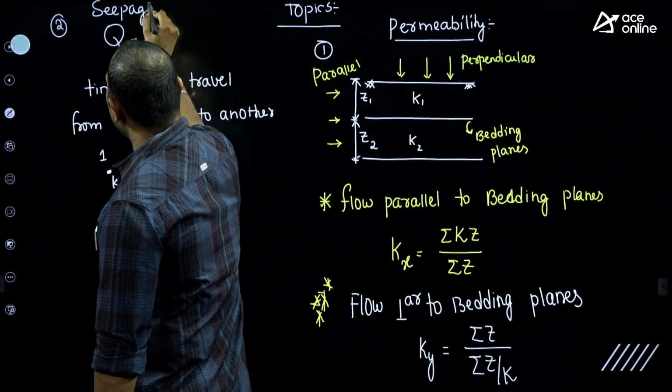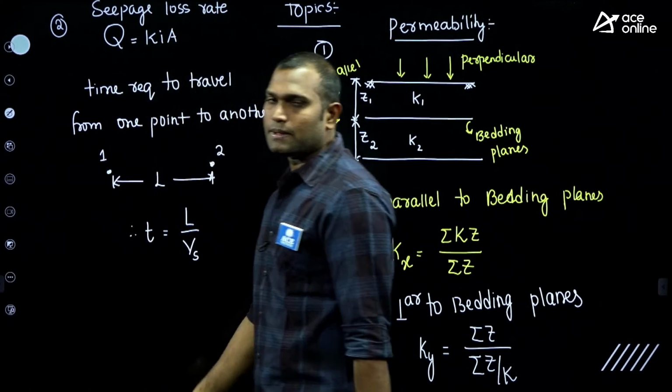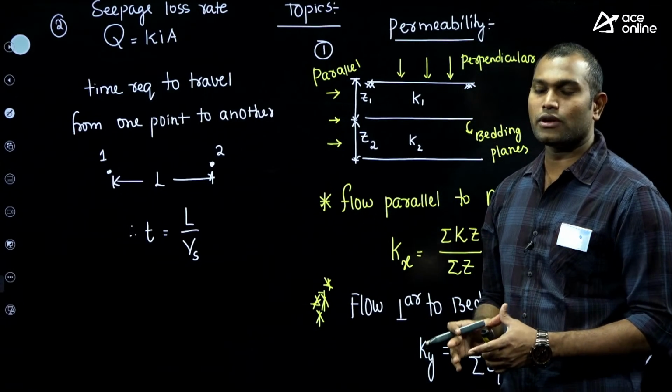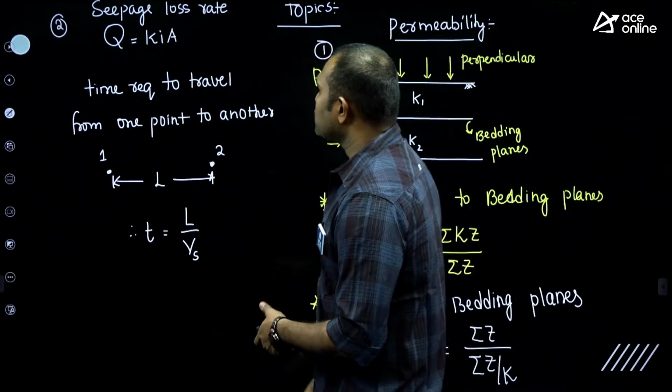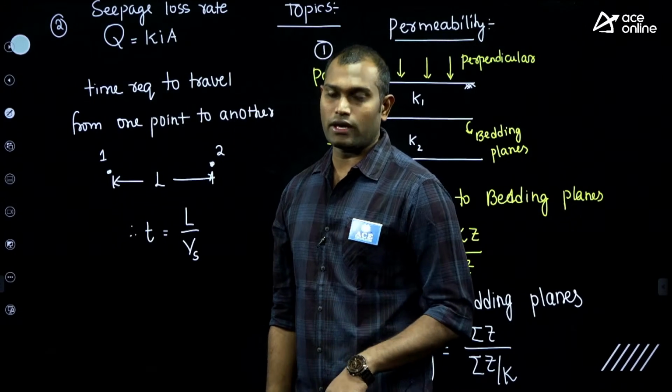Mind you, to find the seepage loss rate, they give you the data and ask you to find the seepage loss rate. You can find it as Q = KiA, where K is the coefficient of permeability, i is the hydraulic gradient, and A is the cross-sectional flow area.